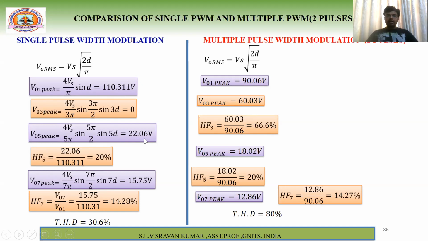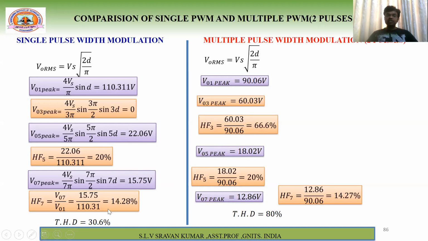22.06. Right, now here what is the value? 18.02. Now see here, the lower order harmonic voltage magnitude is a little bit lesser than that of single pulse width modulation. Here 22, here 18 we got. Similarly for the 7th harmonic, what happens? 15.75. Here, 12.86.